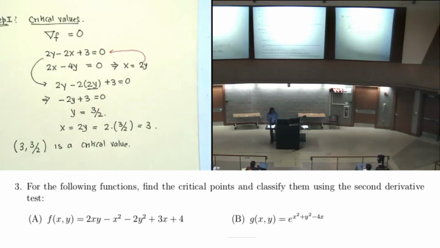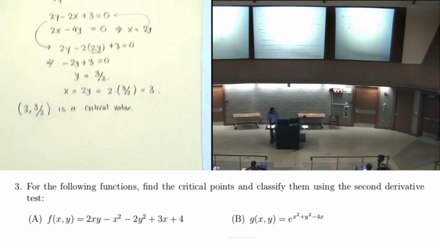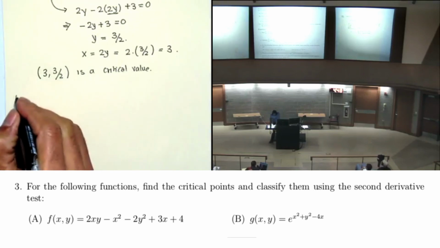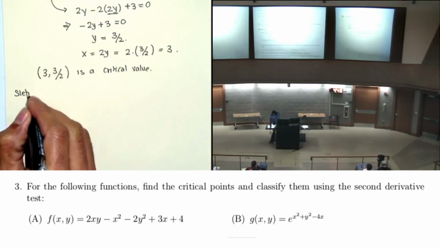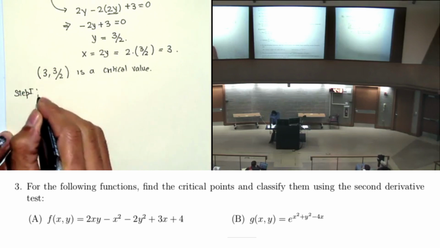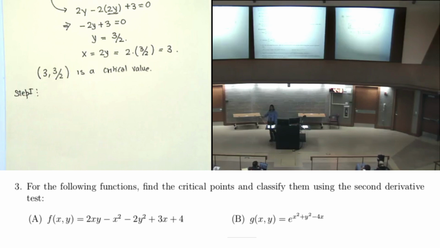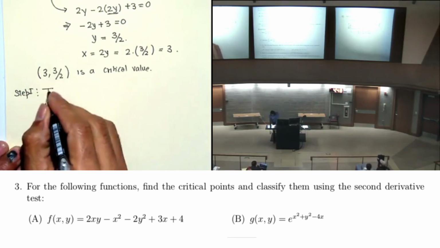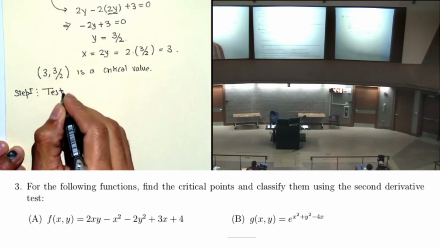Okay, once we have the critical value, we want to test it. So step number 2 is we're going to test whether this critical value achieves a maximum or minimum, or it's a saddle, or we can't do anything. This is really going to depend on this matrix. So test: the second derivative test.